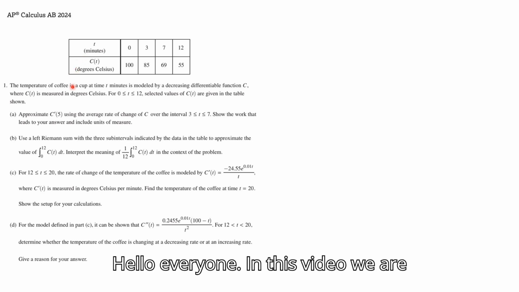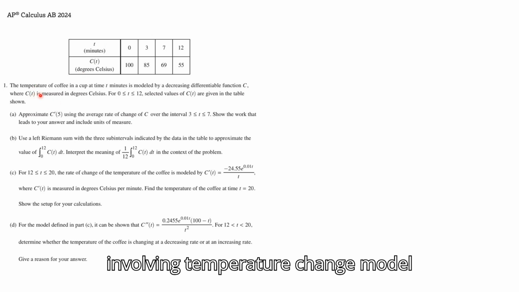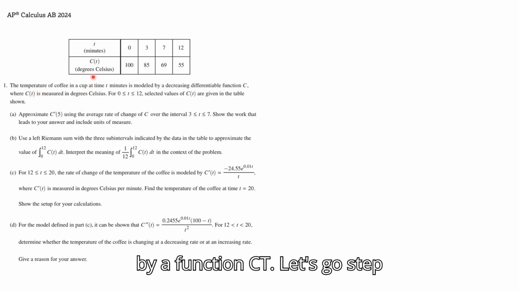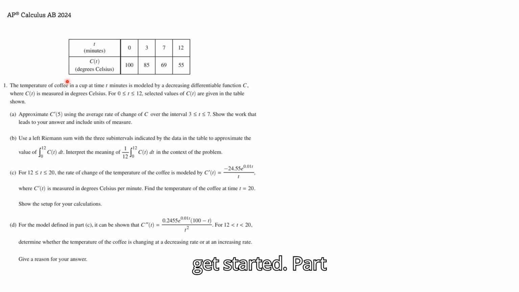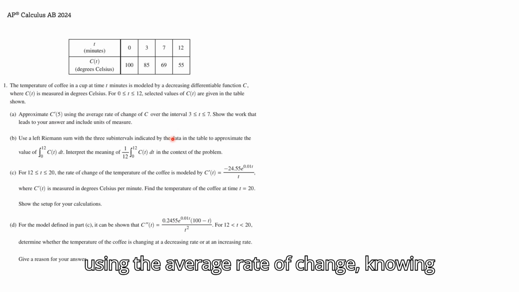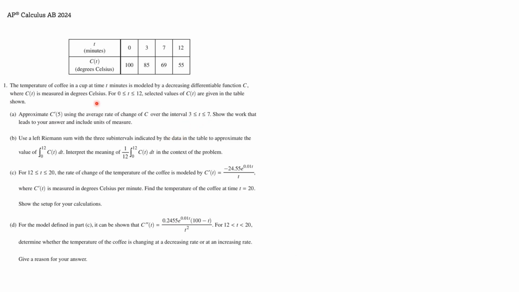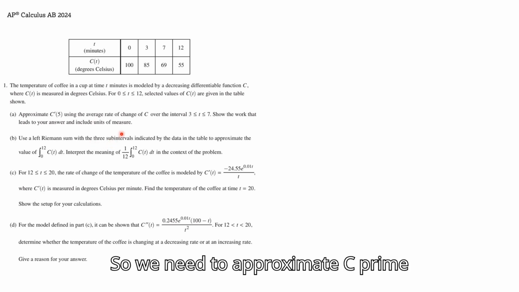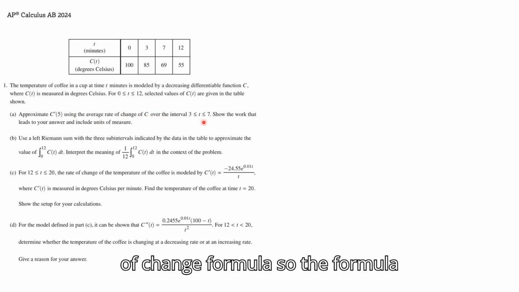Hello everyone, in this video we are going to solve an AP calculus problem involving a temperature change model by a function C(t). Let's go step by step and break it down clearly. Let's get started. Part A: approximating C'(5) using the average rate of change, knowing that t is between 3 and 7. So we need to approximate C'(5) using the average rate of change formula.